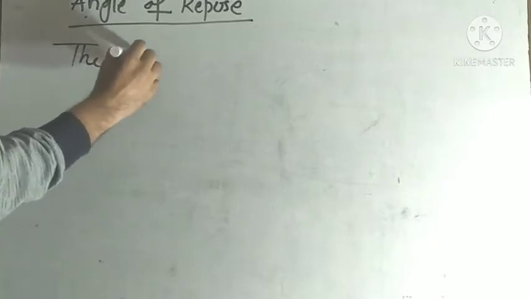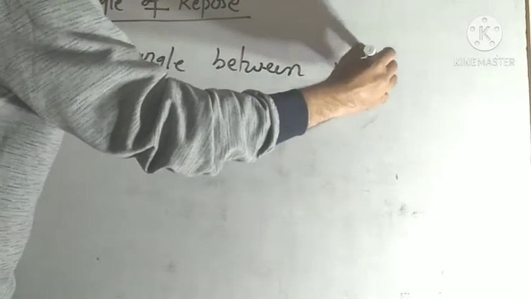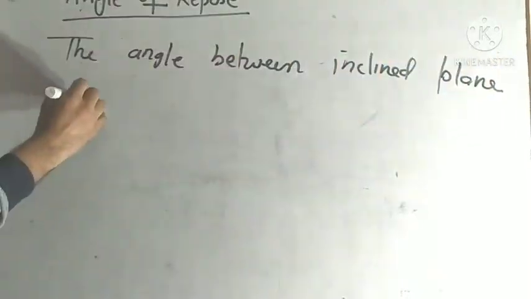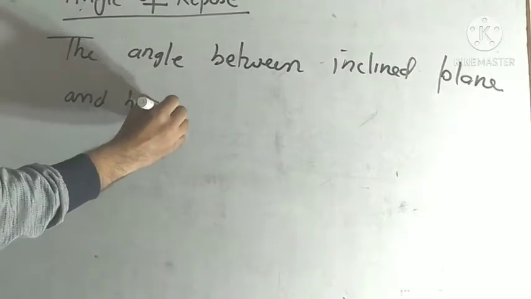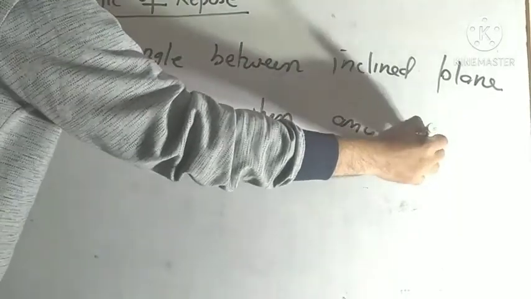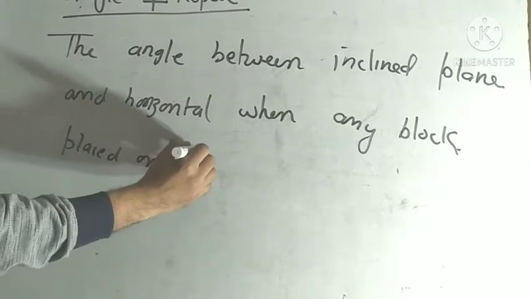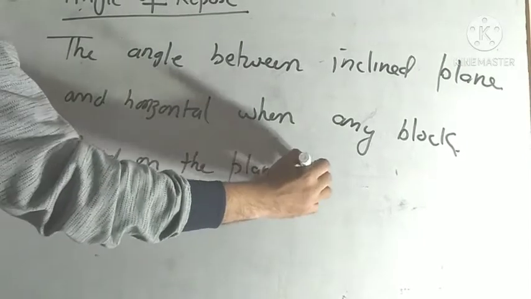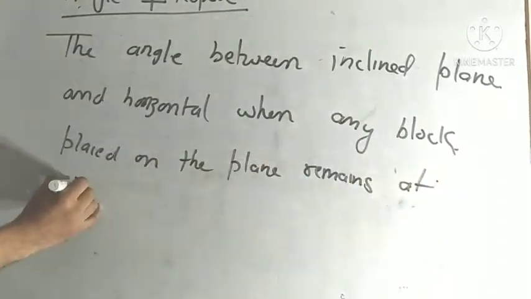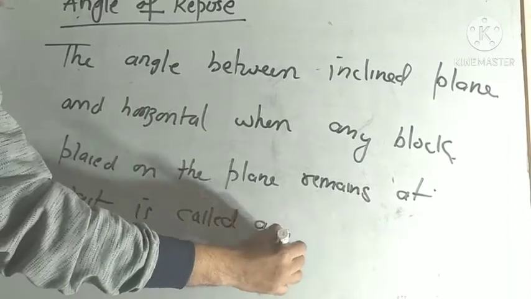The angle between inclined plane and horizontal, when any block placed on the plane remains at rest, is called angle of repose.